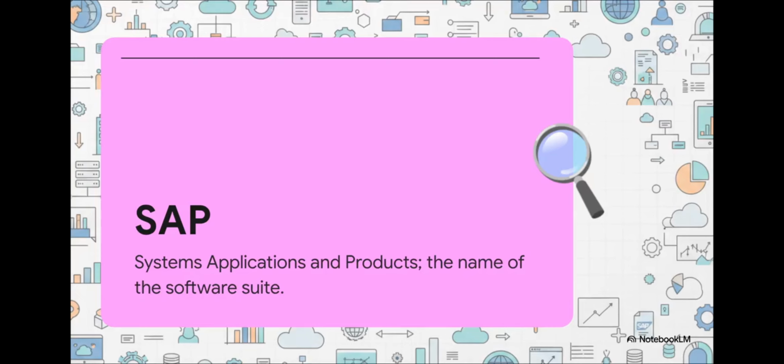So let's start with the big one, SAP itself. It stands for Systems, Applications, and Products. When people are talking about SAP, they're referring to the name of the software itself. This is literally the bedrock of the entire enterprise system suite. It's the digital ground that this whole corporate building is constructed on.